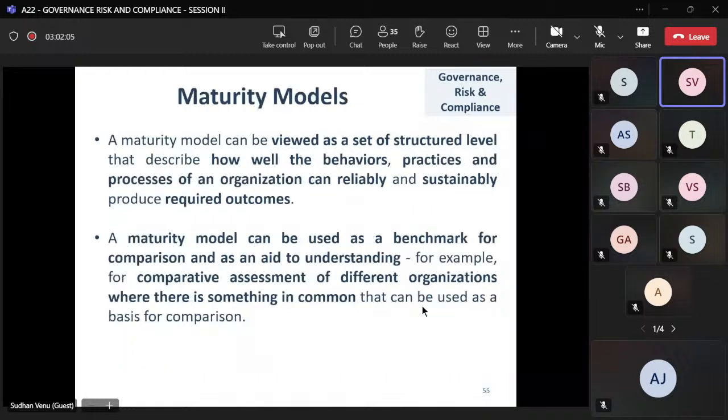And next is the maturity model. The maturity model has a set of structured levels that describe how well the behaviors, practices, and processes of an organization can reliably sustain the required outcomes. A maturity model can be used as a benchmark for comparison and as an aid to understanding, for example, a comparative assessment of different organizations, where there is something in common that can be used as a basis for comparison.